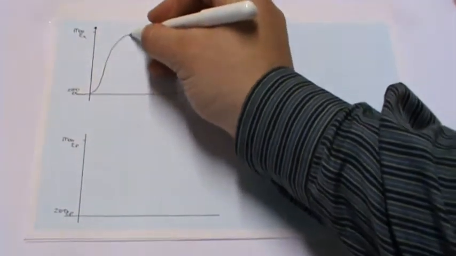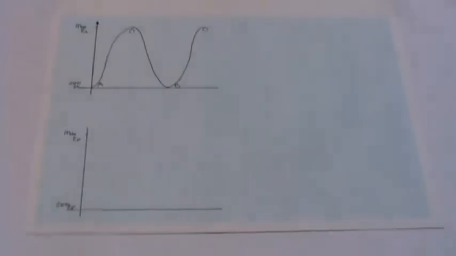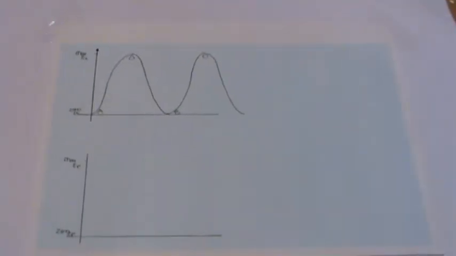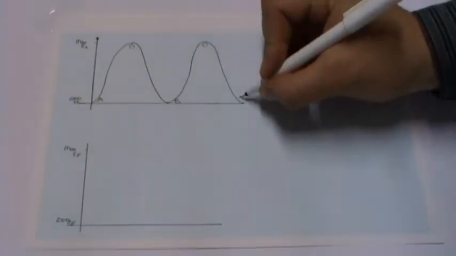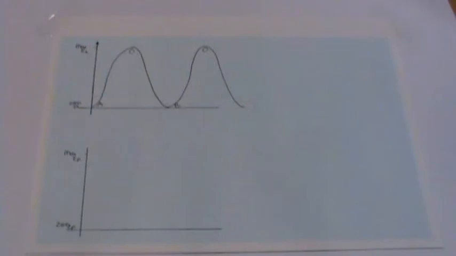So let's have a look at the graph of these different energies in simple harmonic motion. So first of all, kinetic energy. At position A, it's 0. At position O, the equilibrium, it's a maximum. At position B, it's 0. At position O, it's a maximum again. And at position A, it's a minimum again.